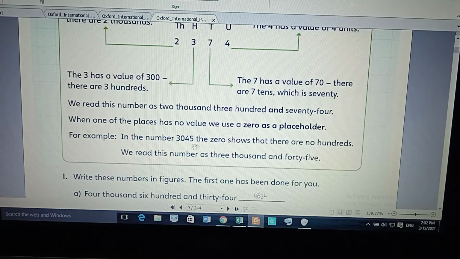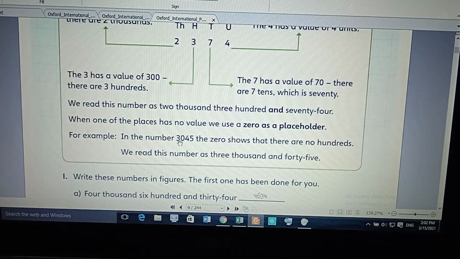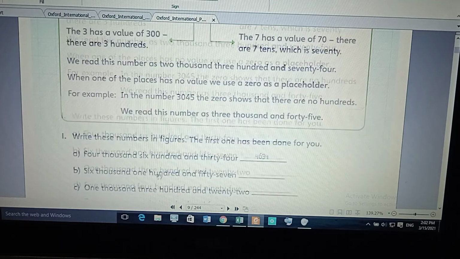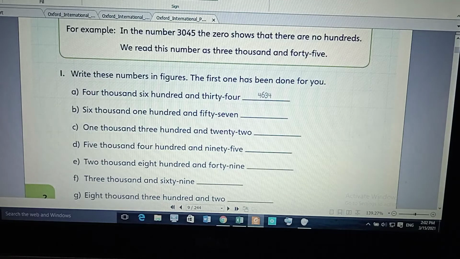So in the number 3045, the 0 shows that there are no hundreds. We read this number as 3045. And that's all. Now solve the questions.